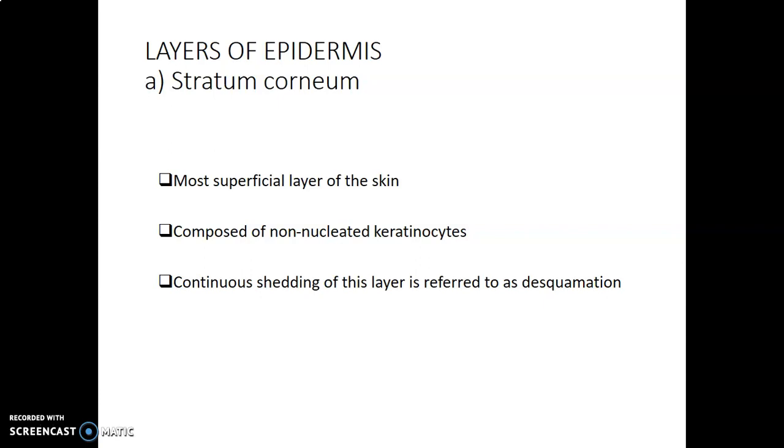So the stratum corneum is the most superficial layer and contains non-nucleated keratinocytes. By the time keratinocytes migrate from the basal layer to the superficial, which is the corneal layer, they lose the nuclei and organelles. So they are non-nucleated in the corneum. And this layer usually undergoes continuous shedding, which we call desquamation.